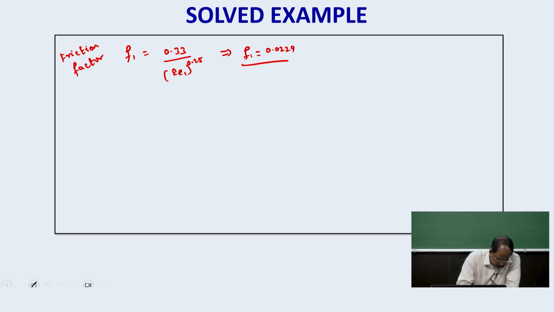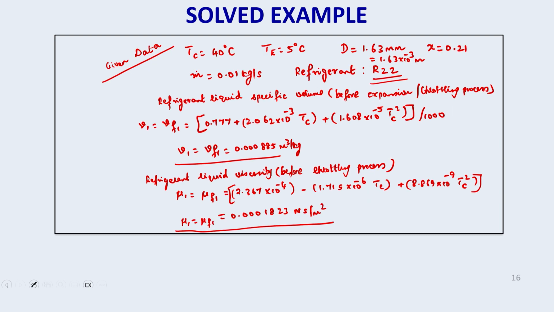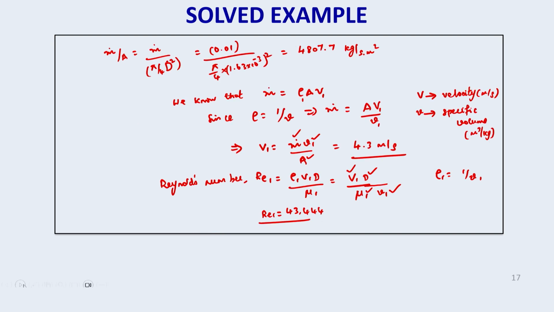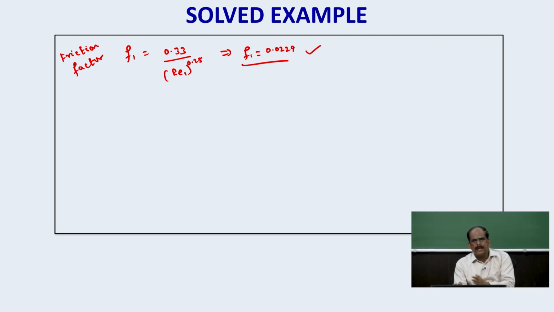So for the inlet, that is the inlet to the expansion device, the outlet of the condenser is the inlet to the expansion device. We have found specific volume, then dynamic viscosity, then the velocity. Using all these properties, we have found the Reynolds number, then the friction factor. Similarly, we have to do the calculations after the expansion process, that is before the evaporation process.